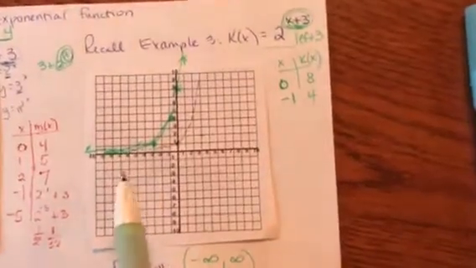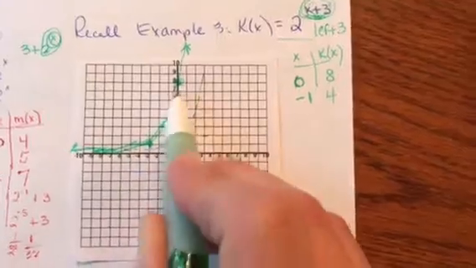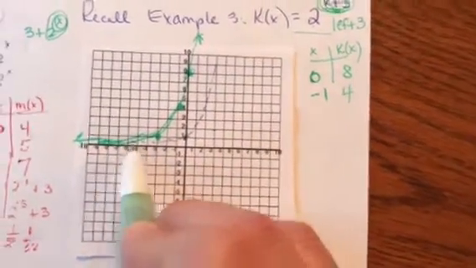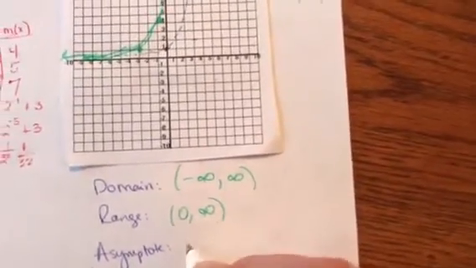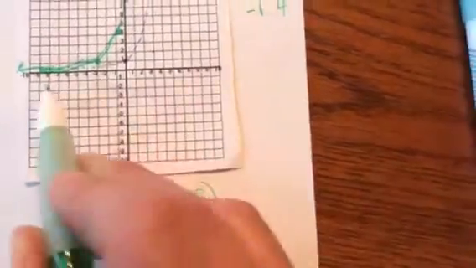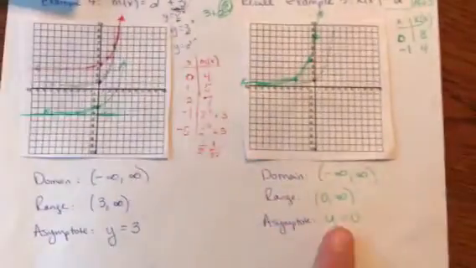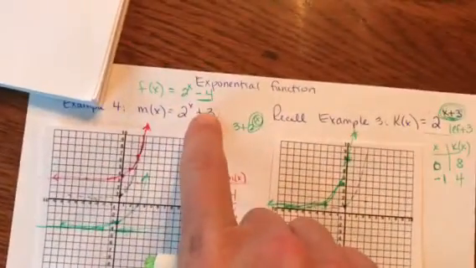Okay, let's pick this up again. Here, range is how high and how low it goes. So what I'm going to do here is I know it's never going to go past 0. In fact, it will never hit 0. So my range is still 0 to infinity, and my asymptote is still the x-axis, or the line y equals 0.